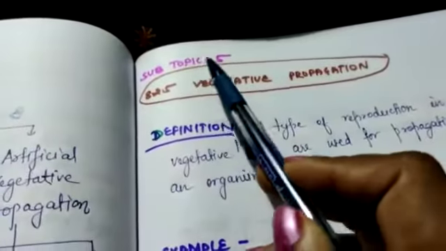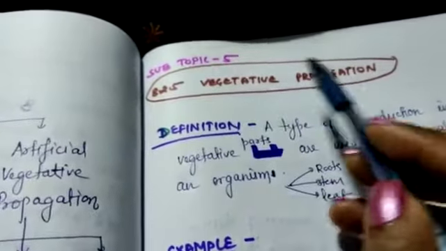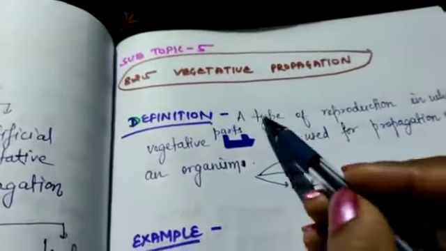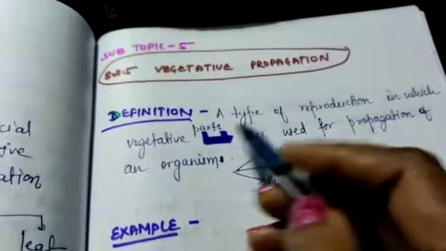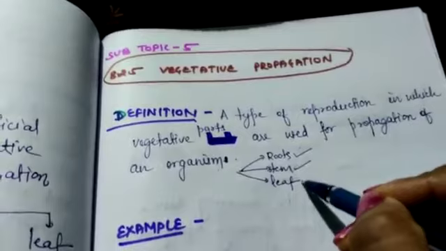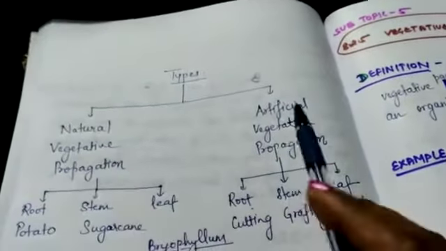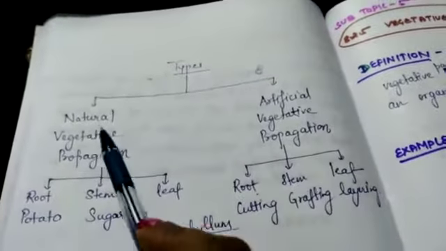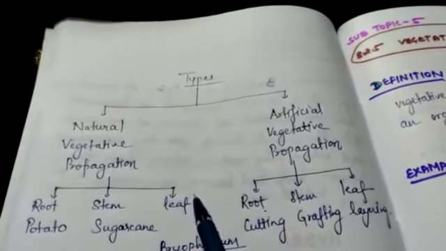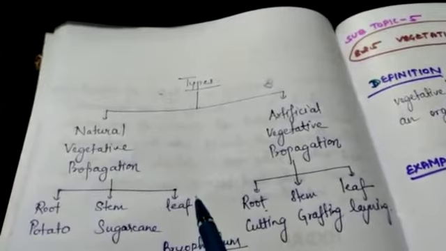Then the fifth subtopic is vegetative propagation. As the name is telling you, we are getting here reproduction from vegetative parts. So it is a type of reproduction in which vegetative parts are used for propagation of an organism, like roots, stem, leaf. This is of 2 types. Which ones? Natural vegetative propagation, artificial vegetative propagation. So here in nature, root, stem and leaves are used for propagation, means for reproduction. That means for getting a new organism.